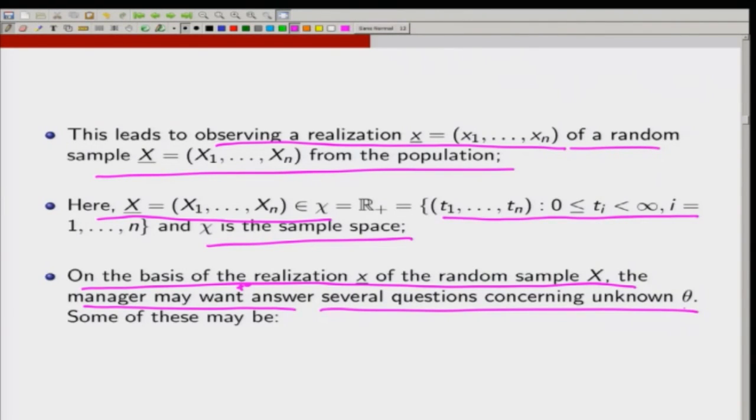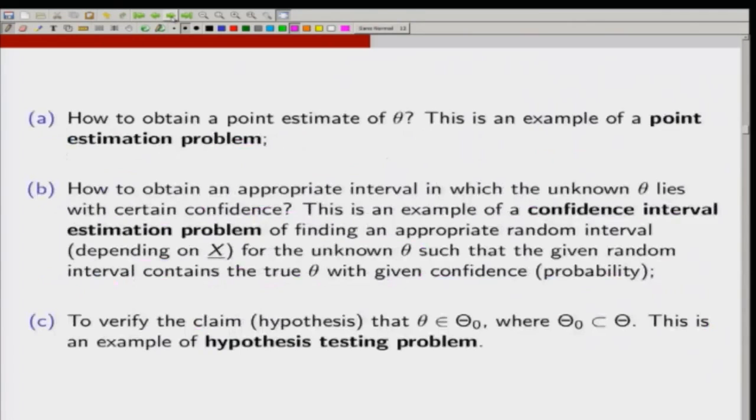So, let us see what kind of questions one may have about the unknown mean lifetime theta. One is how to obtain a point estimate of theta: how to estimate theta, what would be the average lifetime of a typical bulb produced by the company. Here I am interested in estimating the particular value of theta. This is an example of a point estimation problem. So, here I am estimating the unknown parameter.